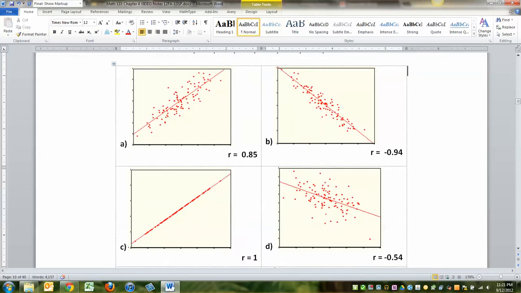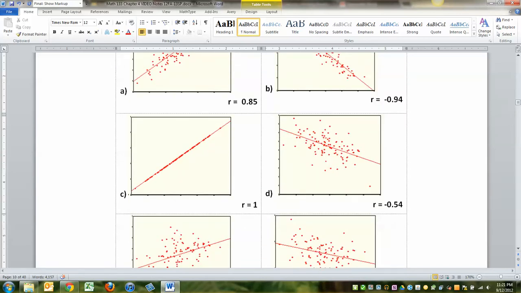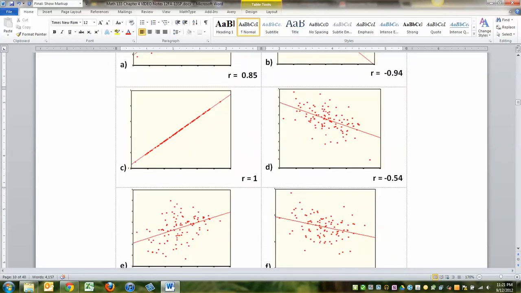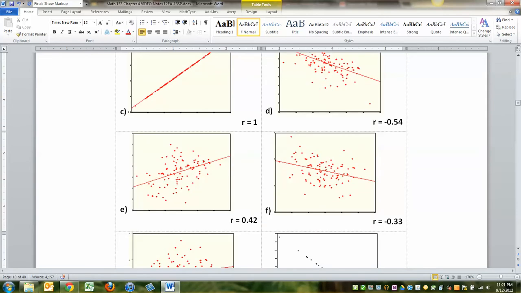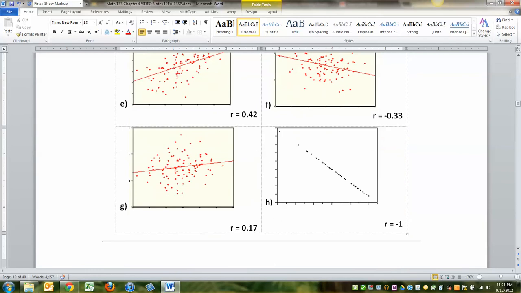So I said that this one up here was 0.85. This one over here is negative 0.94. This one here is 1. This one's negative 0.54. Let's see, this one here is 0.42. This one's negative 0.33. This one's 0.17, and this is negative 1.